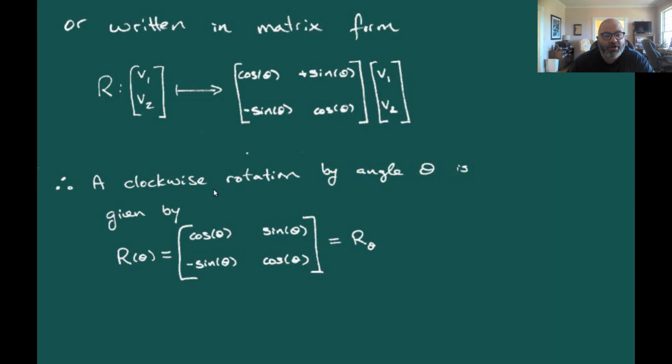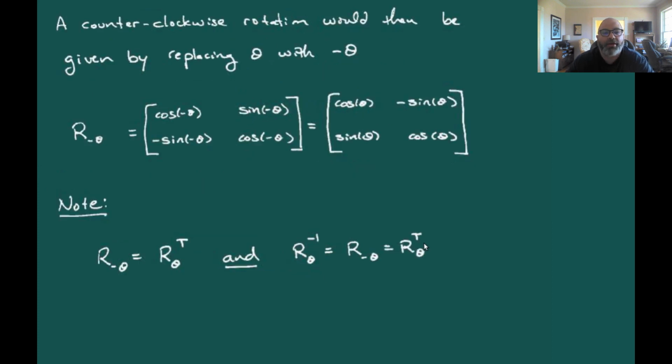And so we can talk about a clockwise rotation by an angle theta being given by this matrix: (cosine theta, sine theta), (minus sine theta, cosine theta). Now, sometimes we write this as a function of theta. Sometimes we might write it with a subscript theta if we want to be a little more general about that. Likewise, if we wanted a counterclockwise rotation, then we can just replace theta by negative theta.